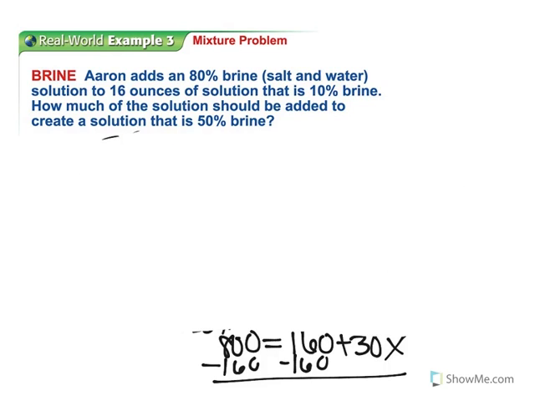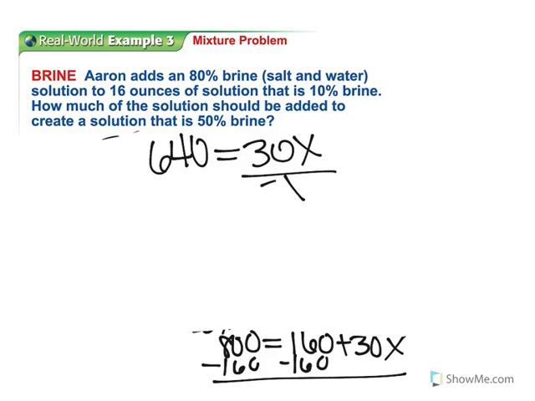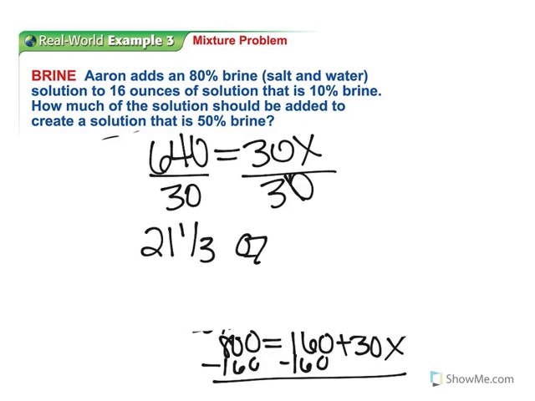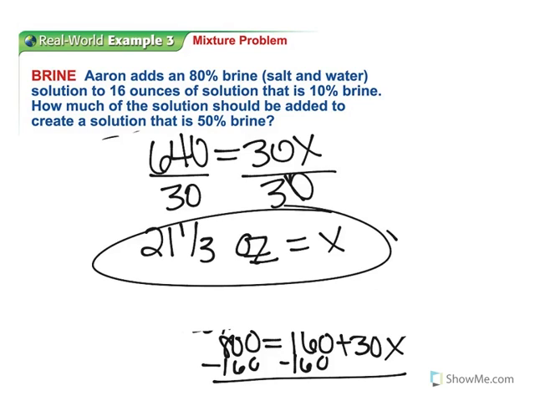We get 640 is equal to 30x. So if we divide by 30, we get 21 1/3 ounces equals x. So that means we would have to add 21 1/3 ounces to the solution to make it a 50% solution. And you should know how to do this from chemistry.